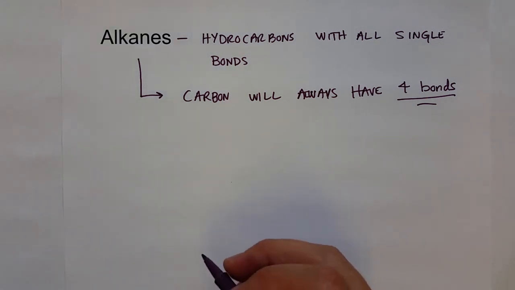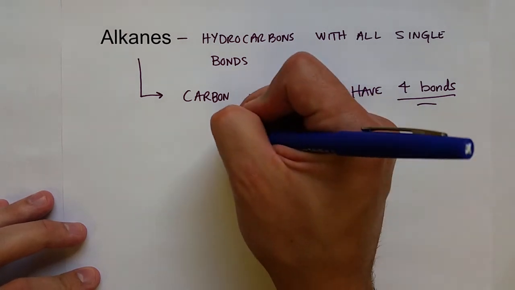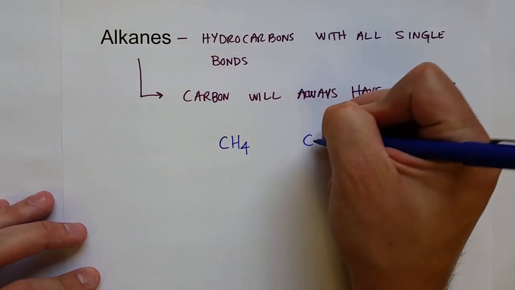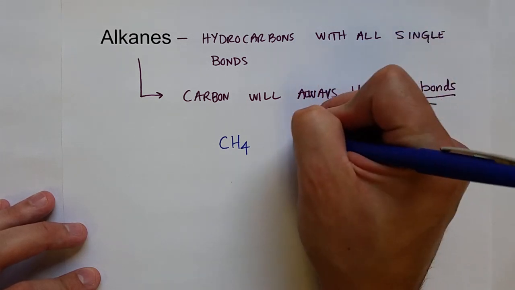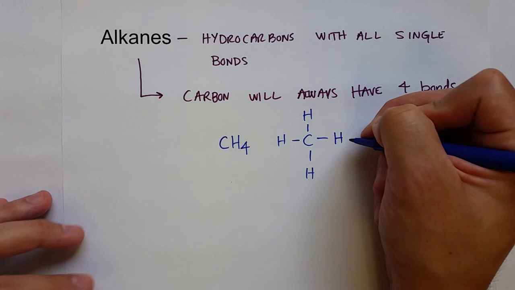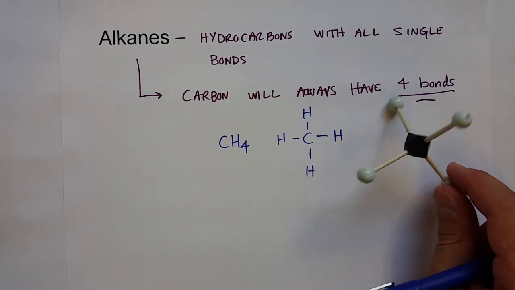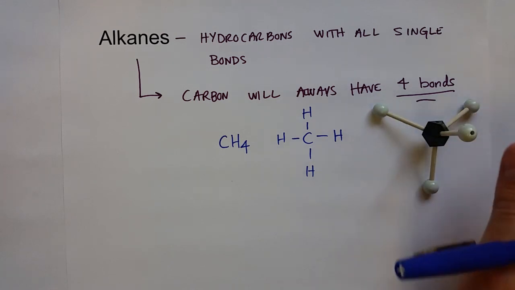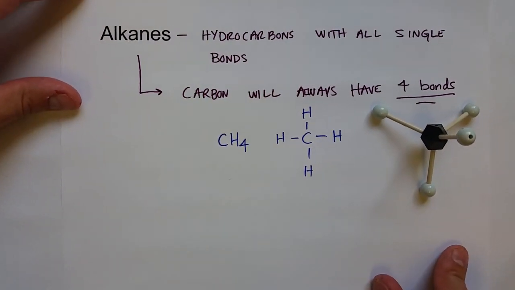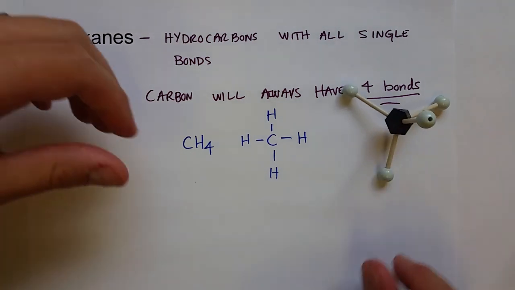And of course, the simplest organic molecule is methane, CH4, which has carbon with four single bonds to hydrogen atoms, and it takes on a tetrahedral shape, which we've seen before. So carbon bonded to four hydrogen atoms is CH4. That's the simplest organic compound because it only contains one carbon.